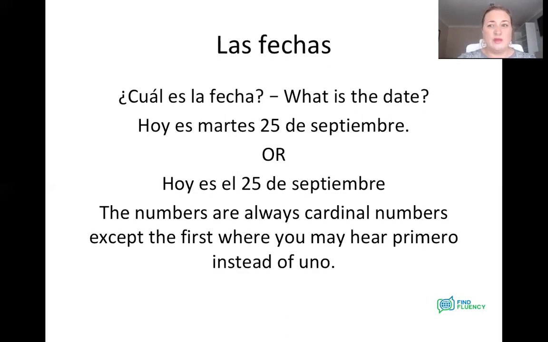So the numbers, just a little point here, numbers are always cardinal numbers. So you're always going to see 1, 2, 3, 4. They don't necessarily really say first, second, third, fourth, the way that we do. You may, on the first, hear primero. Okay, so instead of saying uno, you may hear primero. But throughout mainland Spain, it's usually el uno de, right? The first of, but you may hear primero. Just to be aware of that.